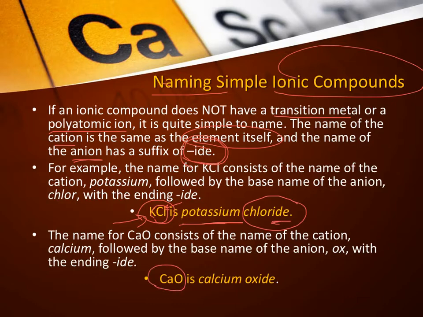Same thing, calcium oxide. First you check and you say, okay, calcium is not a transition metal, and I don't have a polyatomic ion in here, so I'm going to name the metal like the element itself, calcium. And I know this is oxygen, but I'm going to change it to oxide because of the rule about the suffix. Not too hard.